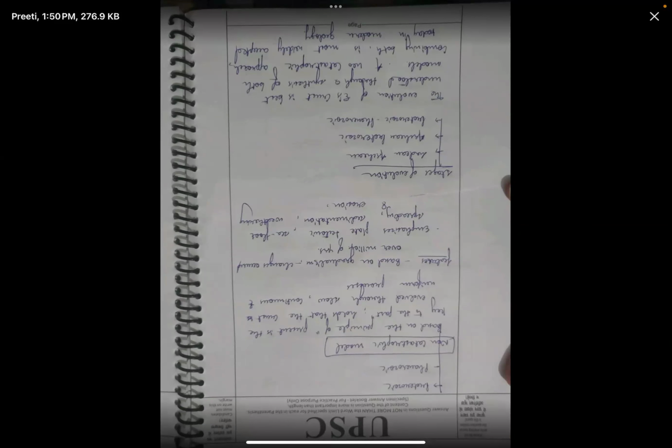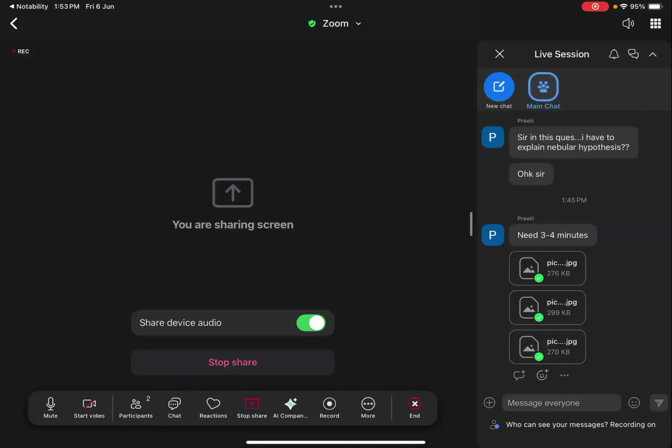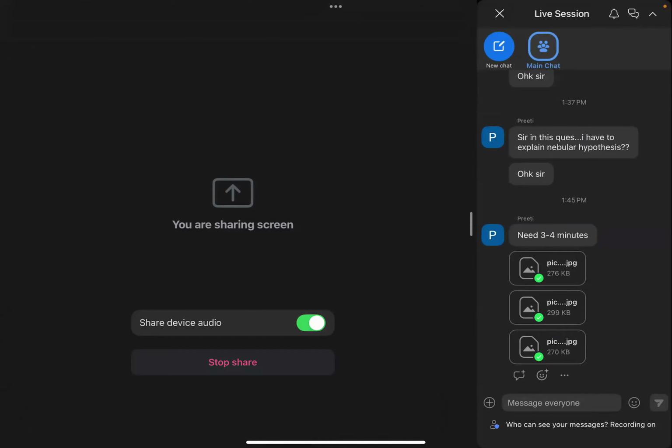The evolution of Earth's crust is best understood through a synthesis of both models. A neo-catastrophic approach combining both is the most widely accepted model. Okay, a very good answer is written here. Now, we'll just discuss this answer.